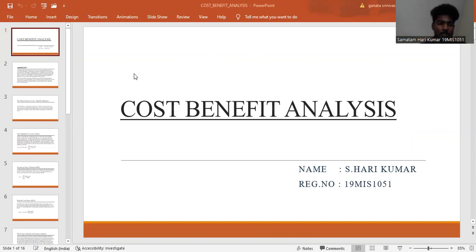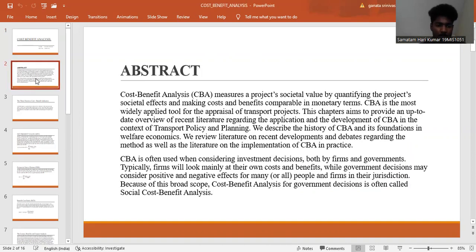Today, my topic is cost benefit analysis. Cost benefit analysis measures a project's social value by quantifying the project's societal effects and making costs and benefits comparable in monetary terms. CBA is the most widely applied tool for the appraisal of transport projects.